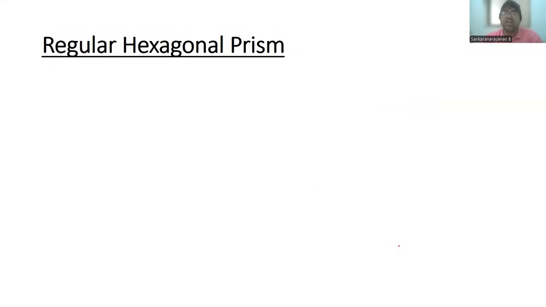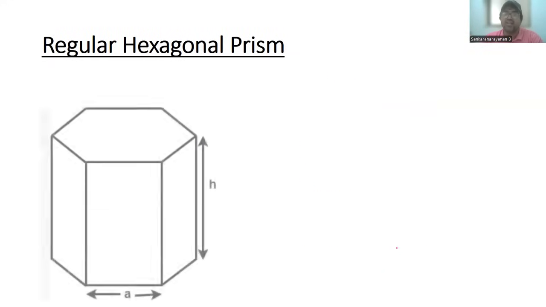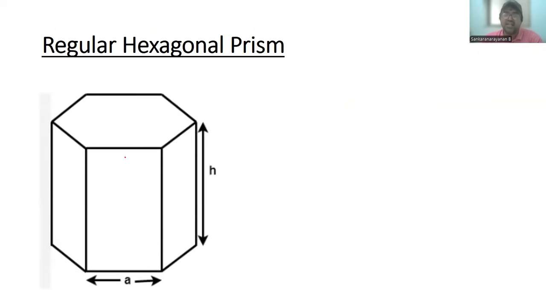Let's slowly go to a regular hexagonal prism I am considering. So I can see the side is A units. Every edge is A units, as you can see. The top will be a hexagon, and the bottom will also be a hexagon. So let us first find out the lateral surface area associated with this regular hexagonal prism. The lateral surface area is base perimeter into height. Base perimeter is equal to 6 times A, right? 6A, base perimeter into height. Height is H. So 6A into H will give you the lateral surface area.